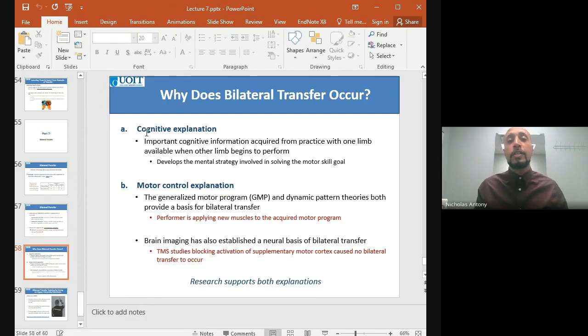The other explanation is the cognitive explanation, which was, remember, part of learning is that cognitive stage, the problem solving in your mind. If you've already completed that with one arm, you're quicker at doing it with the other arm.